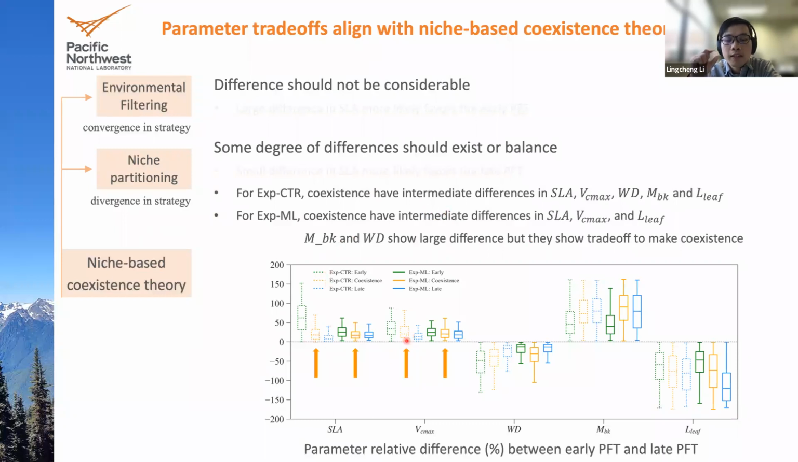And then when we look at the coexistence cases, the orange color, generally the difference between early and late is an intermediate difference in traits. If you have a larger difference, it will be early. If you have a small difference, you will become late. But for the coexistence, generally you have intermediate differences. The conclusion here is that for the parameters in the experiments, you cannot have a big difference, but you should have some degree of difference, and this reflects the niche-based coexistence theory.